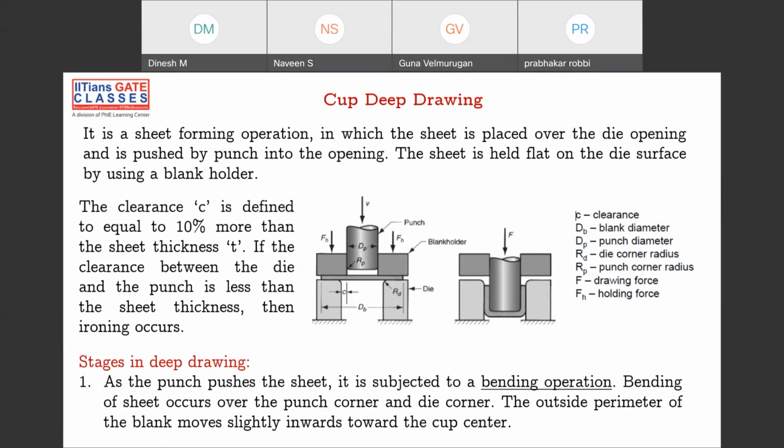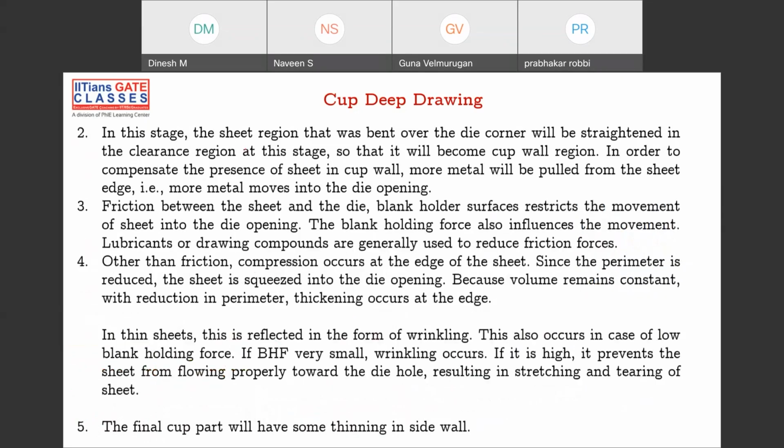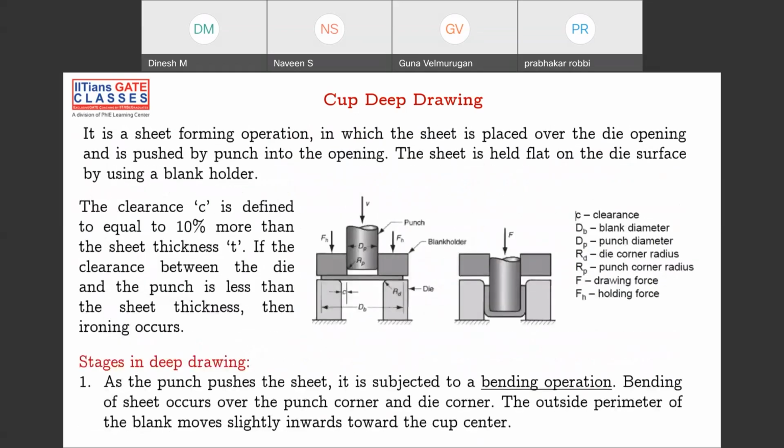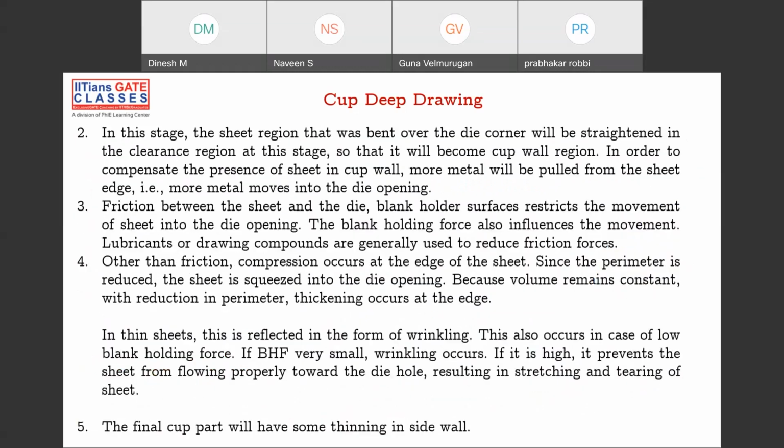Now, in the second stage, the sheet region of the bend over the die corner will be straightened in the clearance region, so that it will become the cup wall region. In order to compensate for the presence of sheet in the cup wall, more metal will be pulled from the sheet edge. Now you just read all this stuff. I'll tell you what is happening. All the steps are written here. Let's not read because it's very boring to read. So I'll explain all the stages and I'll come back.